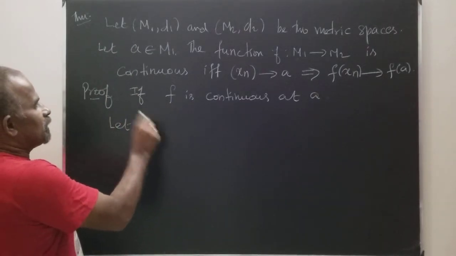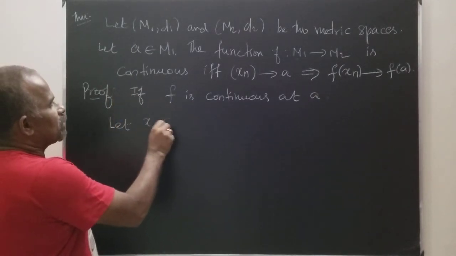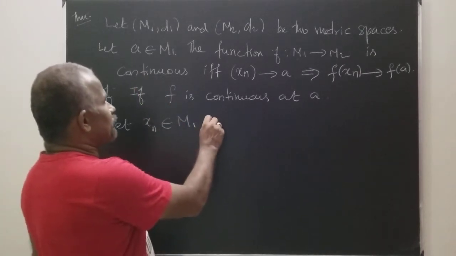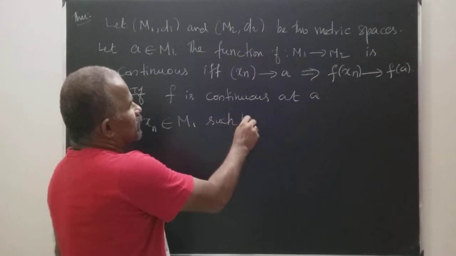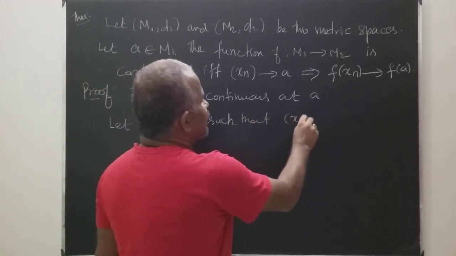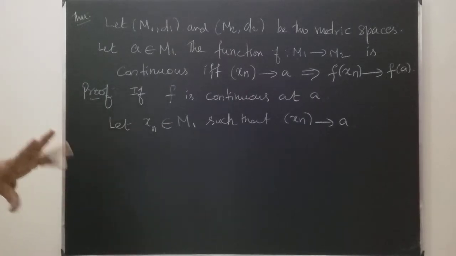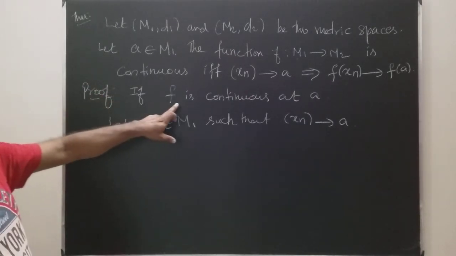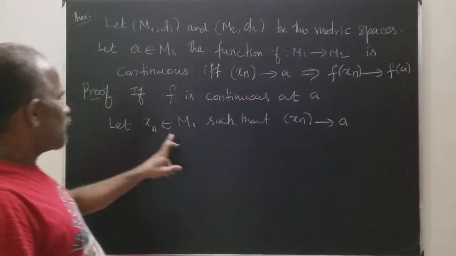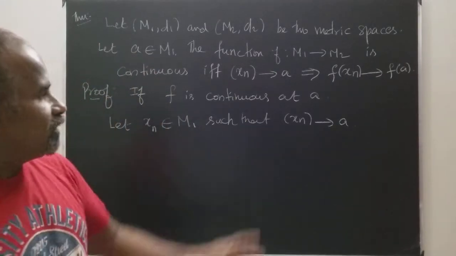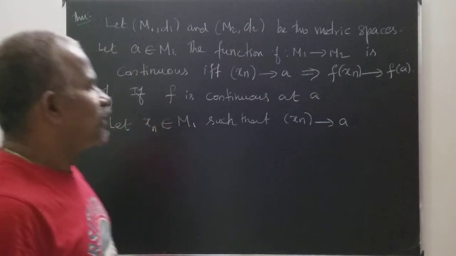Let xn belong to M1 such that xn converges to A. So now we can use two things. One is f is continuous at A, and the other is xn converges to A. Then we have to prove that f of xn converges to f of A.